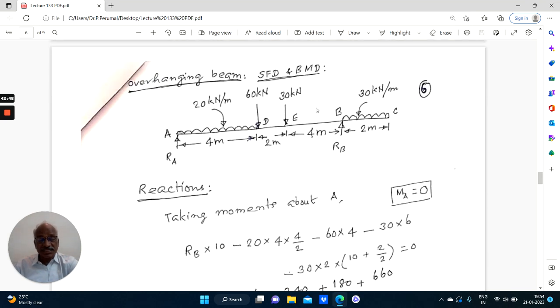Here, you have to take a section X-X. For the section X-X, let us take moment: RA into X minus this UDL 20 into 4 into 4 by 2. 4 by 2 is from here to here. We have considered a section X at a distance X from the support A. So the distance up to the section X is X minus 2 meters. Then 60 into (X minus 4) meters.